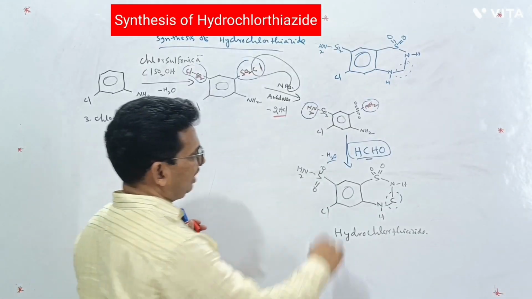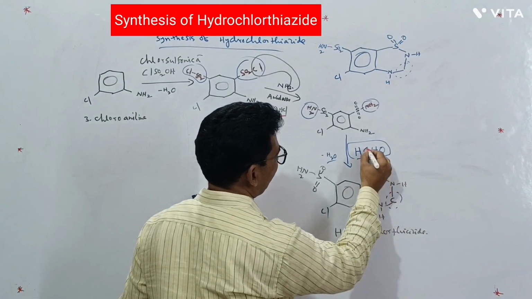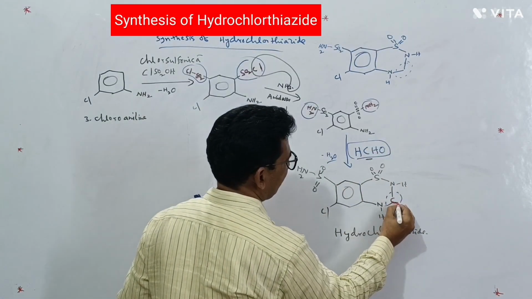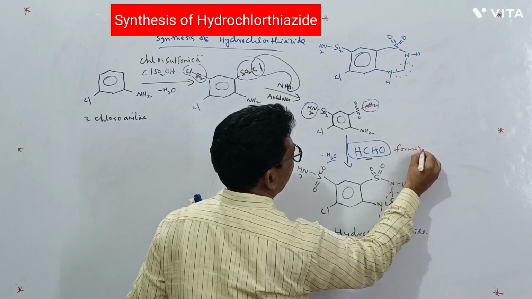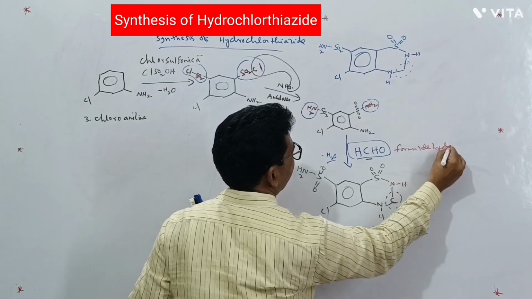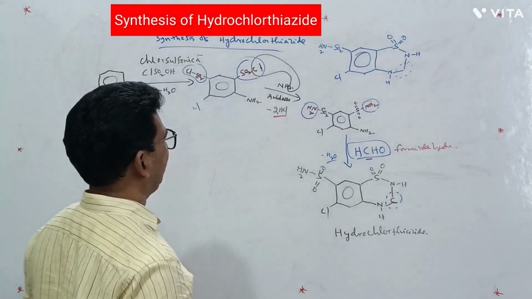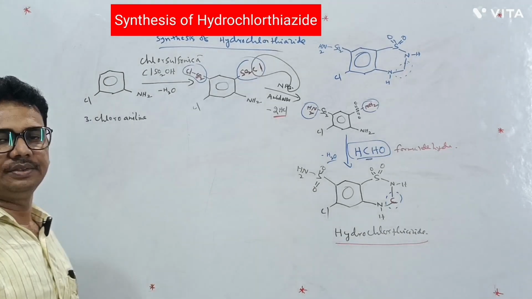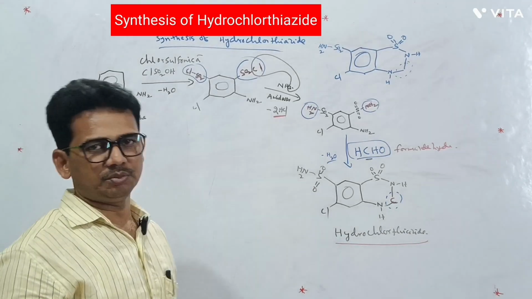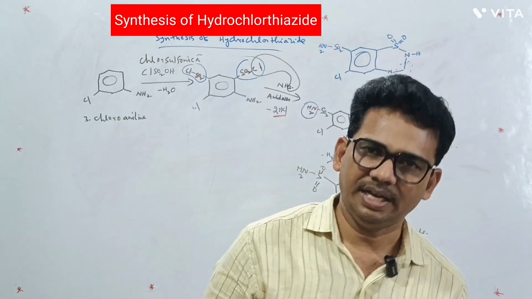In the next step, we require the cyclization. The new carbon, where is it coming from? This carbon is coming from formaldehyde. Then it easily undergoes cyclization to produce hydrochlorothiazide. Okay, hydrochlorothiazide is more potent than chlorothiazide.